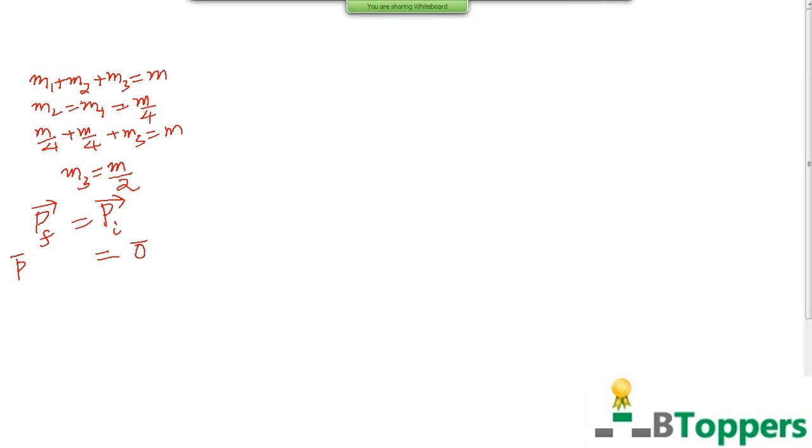The final momentum just after explosion is the vector sum of the linear momenta of the three parts into which the body explodes. So, you can write it as P1 bar plus P2 bar plus P3 bar. So, you can write P1 bar plus P2 bar equal to minus P3 bar. That means the momentum of the third piece will be opposite in direction but equal in magnitude to the vector sum, the resultant, of the momenta of the first two parts.